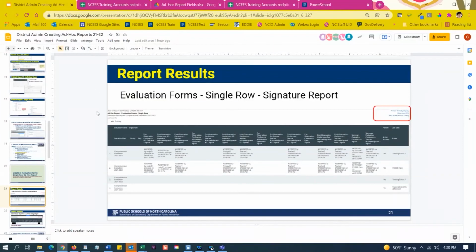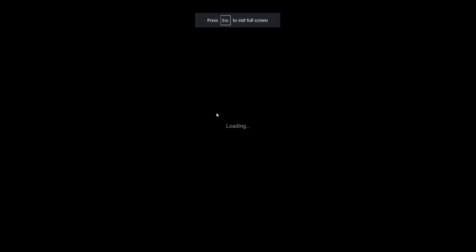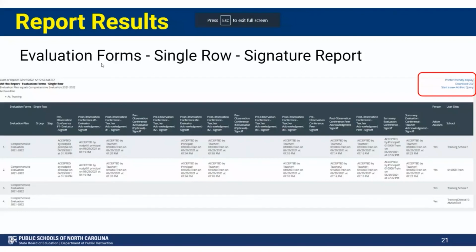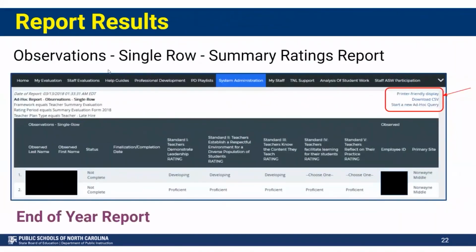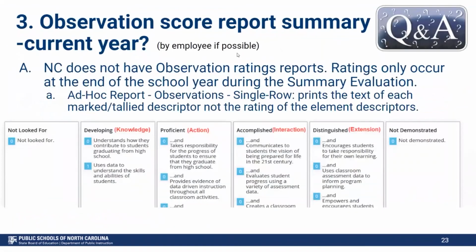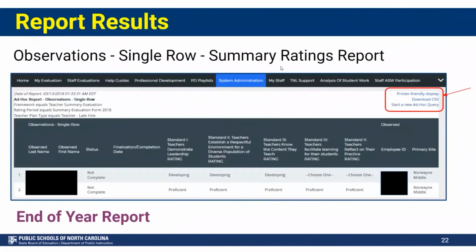So we're going to come back to the slides just a minute. Evaluation forms, single row signature report. And here's observation, single row summary ratings reports. You do have summary ratings reports as quick reports, but you could also pull those from ad hoc if you wanted additional parameters that are not in your quick reports. And this is what they look like. So this final question kind of goes along with this observation single row.